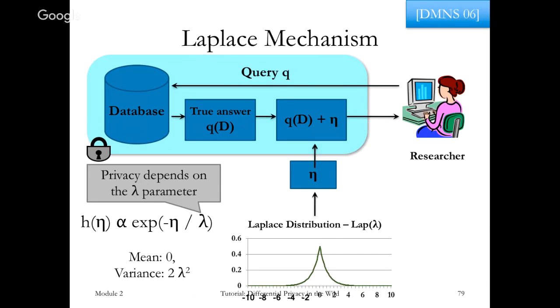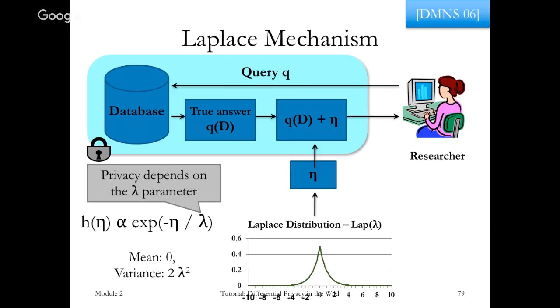So one specific example of this kind of answer perturbation is the Laplace mechanism. Given a query, you compute the true answer, Q(D), on the data set. And then you add random noise, this little eta symbol, and that random noise is sampled from the Laplace distribution. The Laplace distribution is similar to a Gaussian distribution. It's symmetrical around 0. It has slightly longer tails than a Gaussian. And it has a scale parameter, lambda, which controls basically the variance of this distribution.